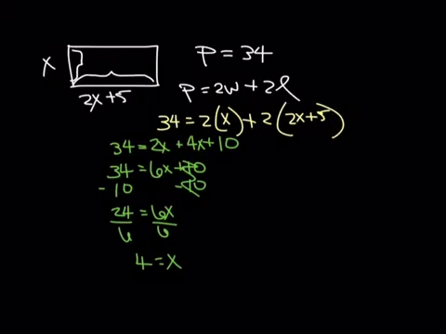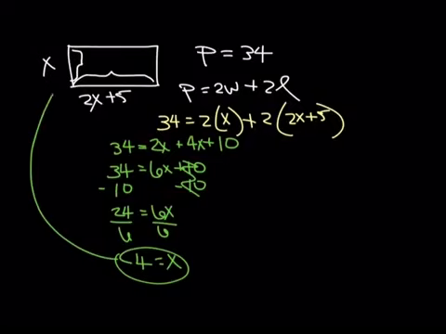All right, now again, is that what I'm looking for? Am I looking for x? That's not all I'm looking for. What is x? x is the width, but what's the length? 2 times x plus 5. So 8 plus 5 is going to be 13. So the length is 13, and the width, we said, is 4.